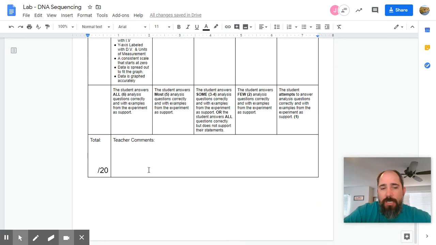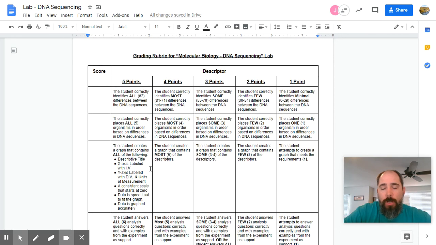out every single thing that I'm going to be looking for in your assignment. Pay close attention to the requirements of a graph listed here, as well as some clues that might be found in the rubric to know if you have gotten all of the differences in the DNA bases.